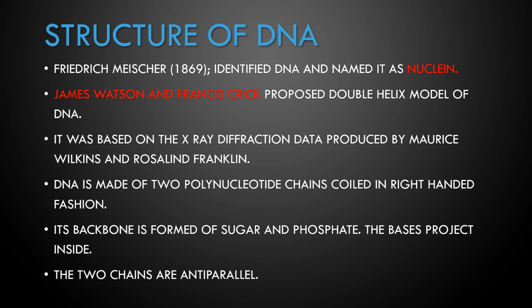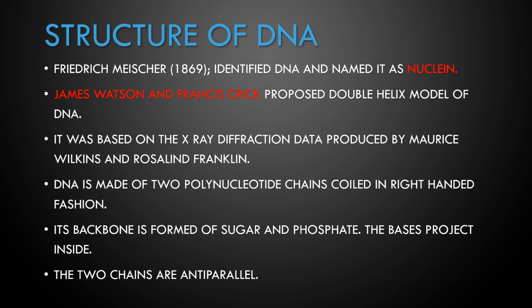So you already know well that DNA is made up of polynucleotide chains, and that is coiled in a right-handed fashion, and DNA's structure is like that round staircase. Okay, spiral. Yes, we can use the word spiral. You have seen a spiral staircase, just like that the DNA has a structure, and its backbone is formed of sugar and phosphate. Okay, keep this in mind. Sugar and phosphate make the backbone, and all the bases are projected towards the inside.